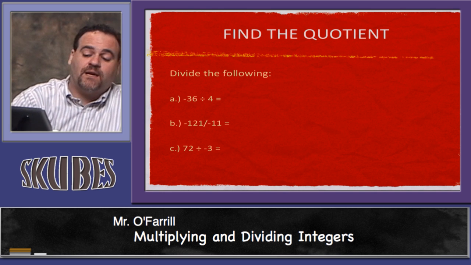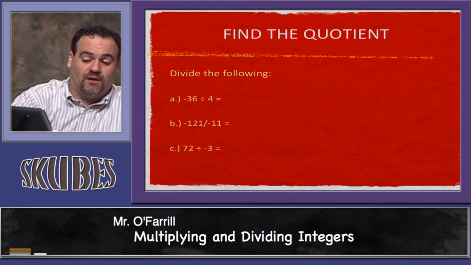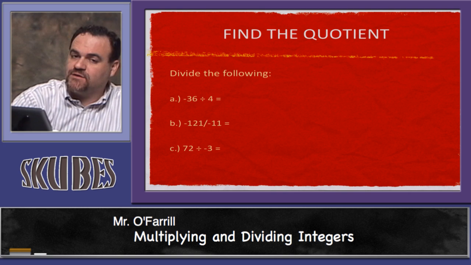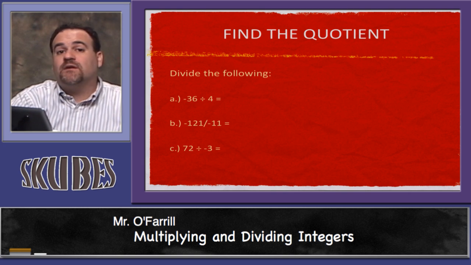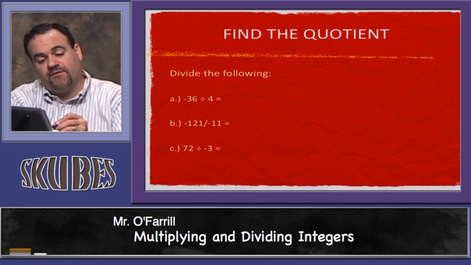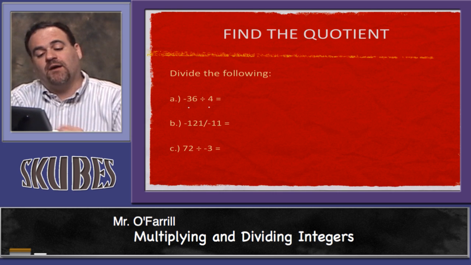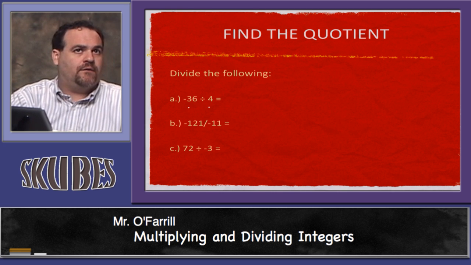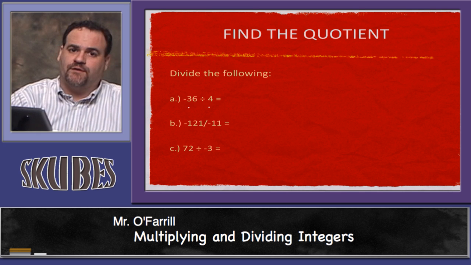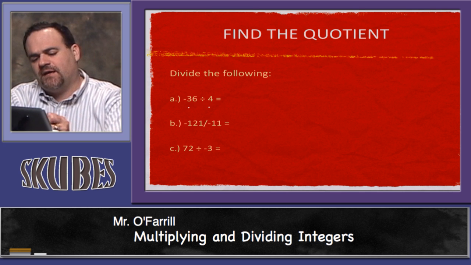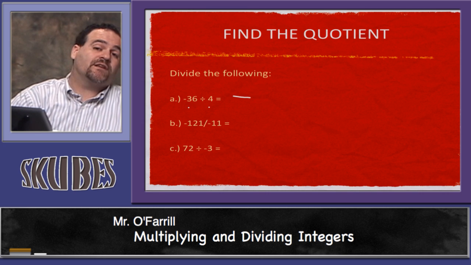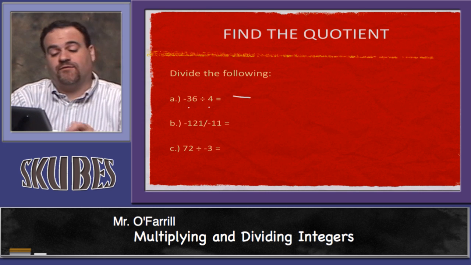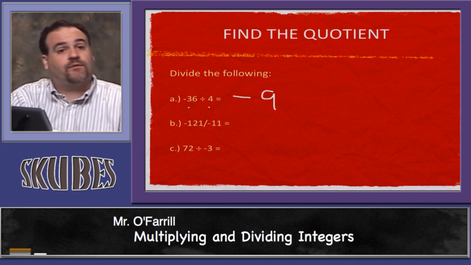And the rules work the same for a division problem as well. The signs are the same, it's a positive answer. Signs are different, it's a negative answer. We have a negative 36 and a positive 4. Negative, positive, they're different. Answer is going to be negative. So now we just look at the numbers. 36 divided by 4 is 9. The answer is -9.